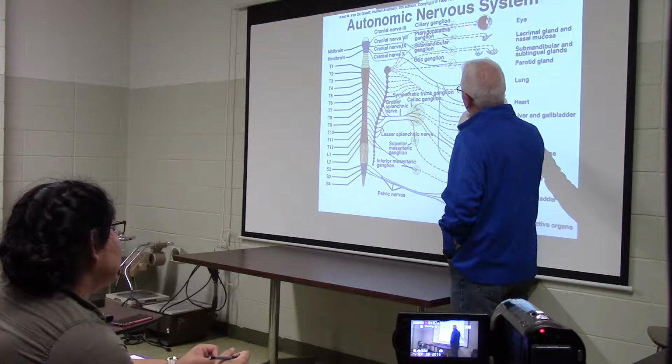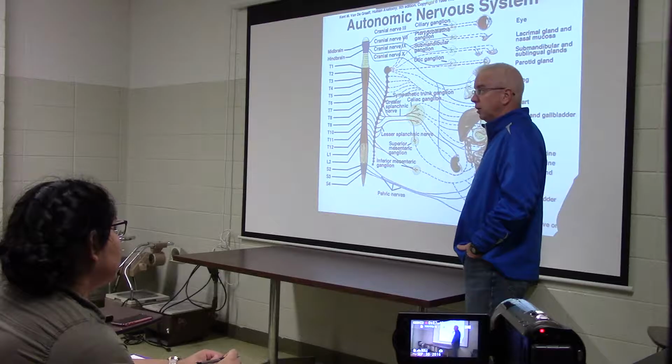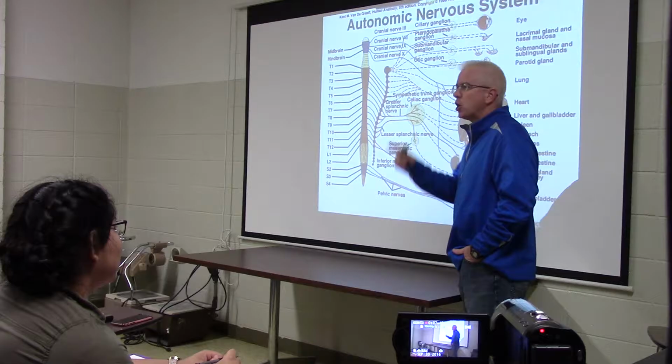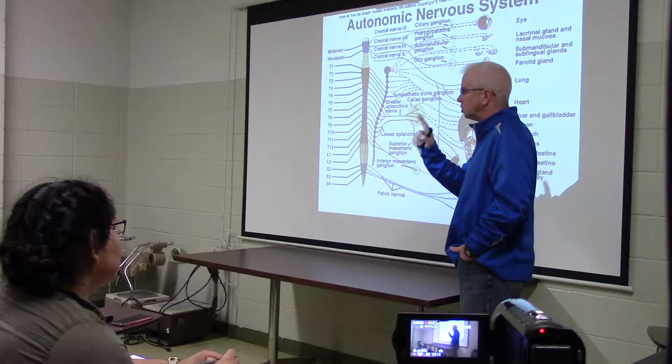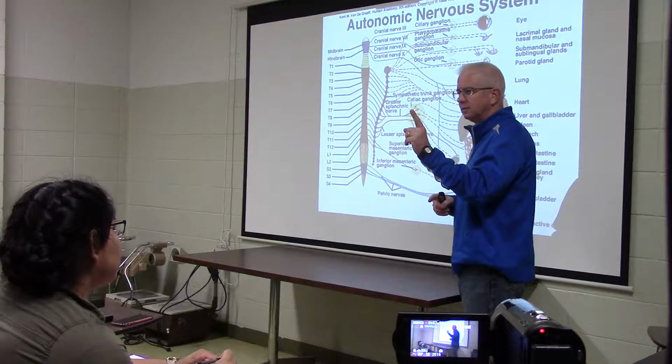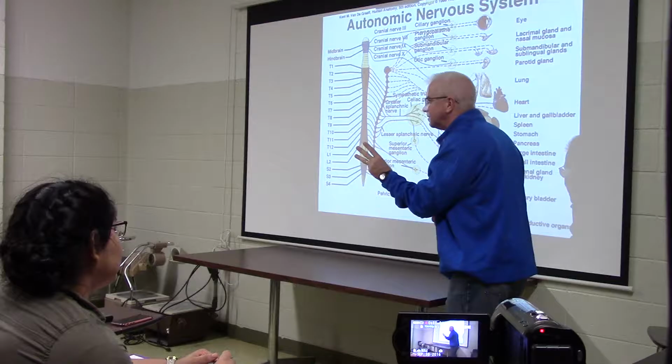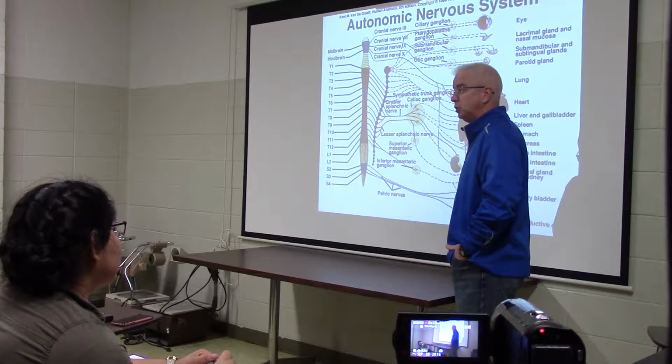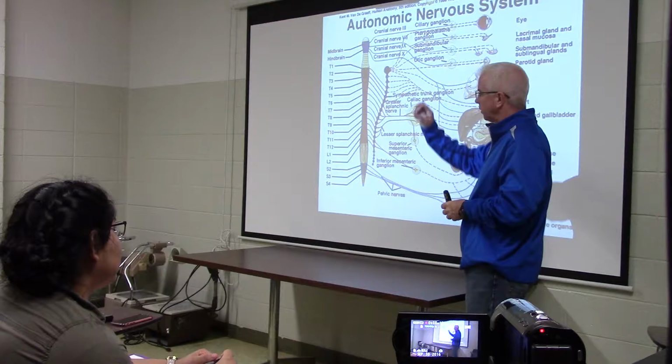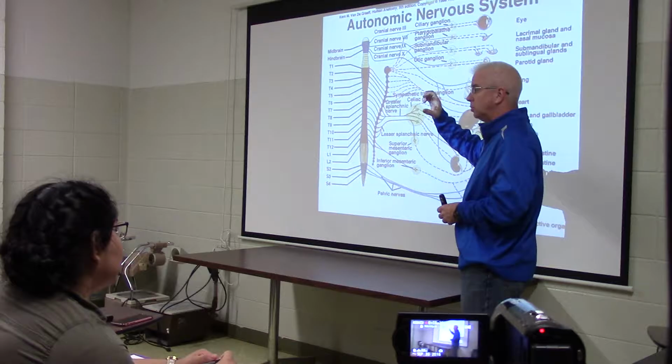And as it turns out, let's do it this way. You help me and I'll help you. If it's autonomic motor, what does it go to, generally speaking? Smooth muscle. Cardiac muscle. And glands. Yes, very good. Okay, so as it turns out, the iris, which controls the pupil size, is smooth muscle. The parasympathetic information there makes the pupil get smaller, and the sympathetic information there makes the pupil get larger.